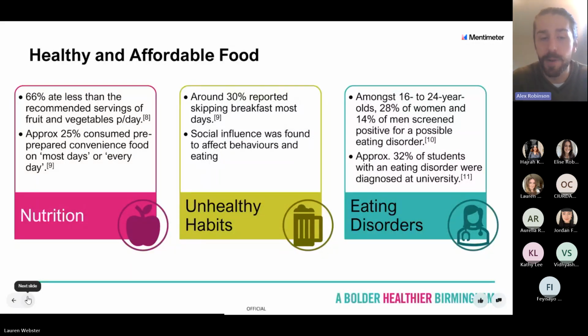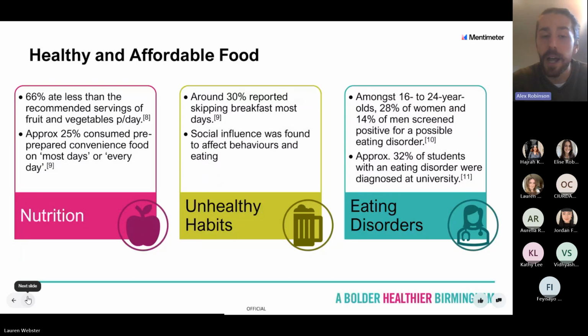Another study, a cross-sectional study from 2013 to 2015 of 1,448 students who had an average age of 21.5 across 5 UK universities. This looked at dietary patterns of students generated from data on the frequency of food intake. One of the findings from this was that approximately 25% of students consumed pre-prepared convenience food most days or every day, and around 30% skipped breakfast most days. The study also found that unhealthy eating habits were associated with things like high psychological stress, low physical activity, and high alcohol consumption, and that social influences of peer groups often affected eating behaviours.